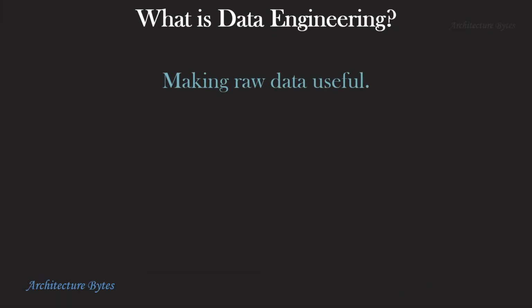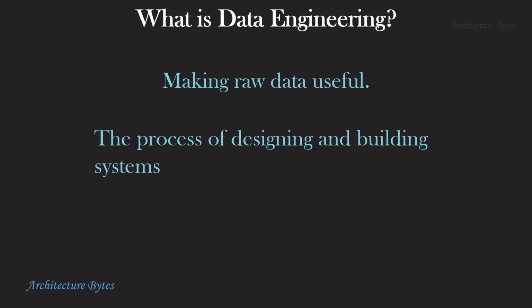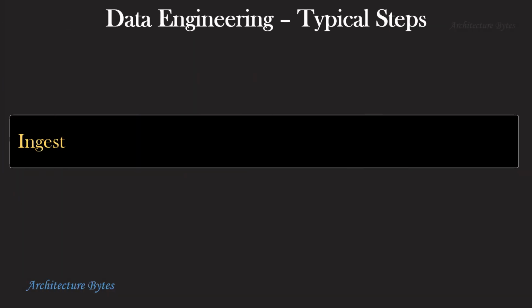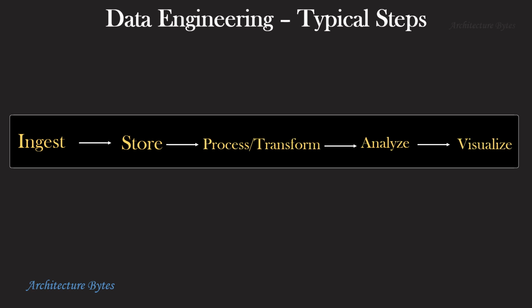So what is data engineering? In simple words, making raw data useful. It is the process of designing and building systems to collect, process, and analyze data from multiple sources and formats. So the typical steps for this are to ingest, store, process or transform, analyze, and then visualize data.